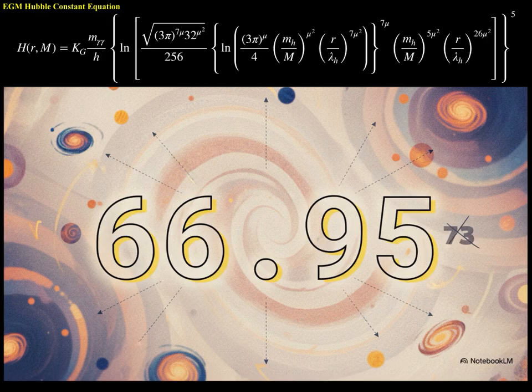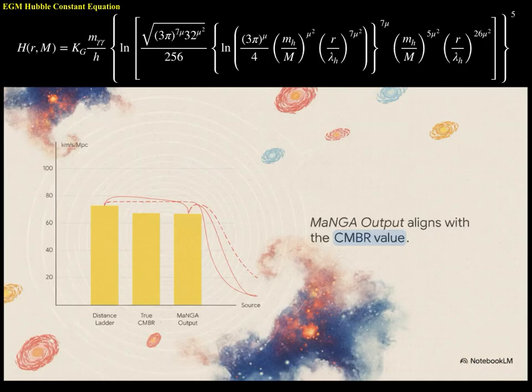Think about that number for a second. That derived output of 66.95 is statistically identical to the early universe CMBR value of 67.4 to within less than 1%. That massive, highly debated gap between the distance ladder at 73 and the cosmic microwave background completely vanishes when we apply the MaNGA dataset output. It proves that both measurements are actually correct within their own context. They've just been measuring entirely different physical space-time environments this whole time.